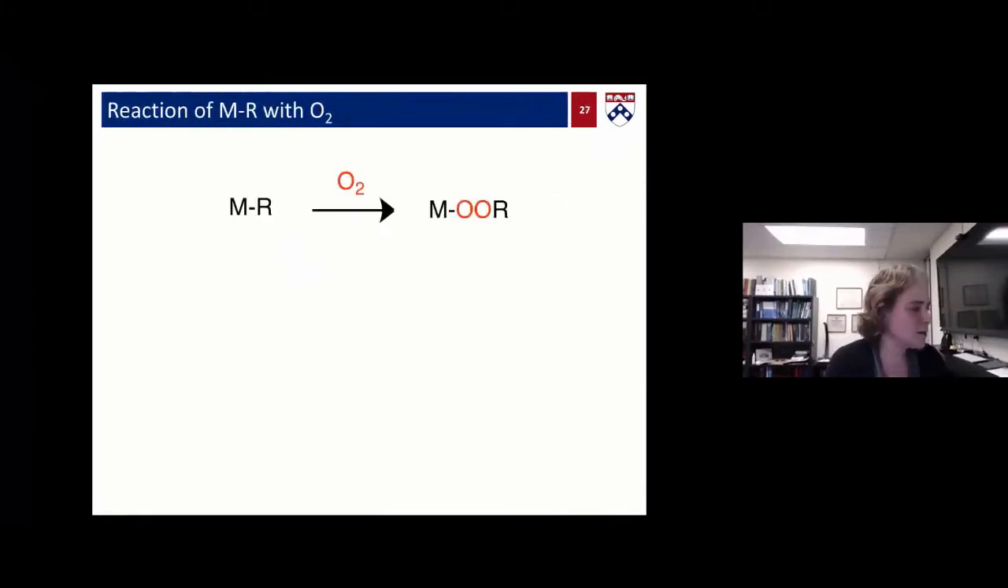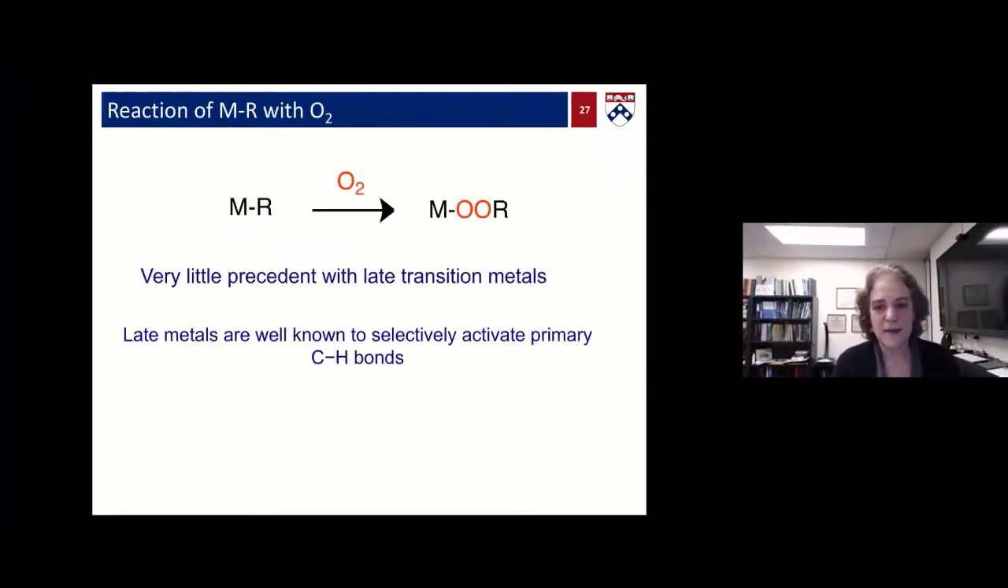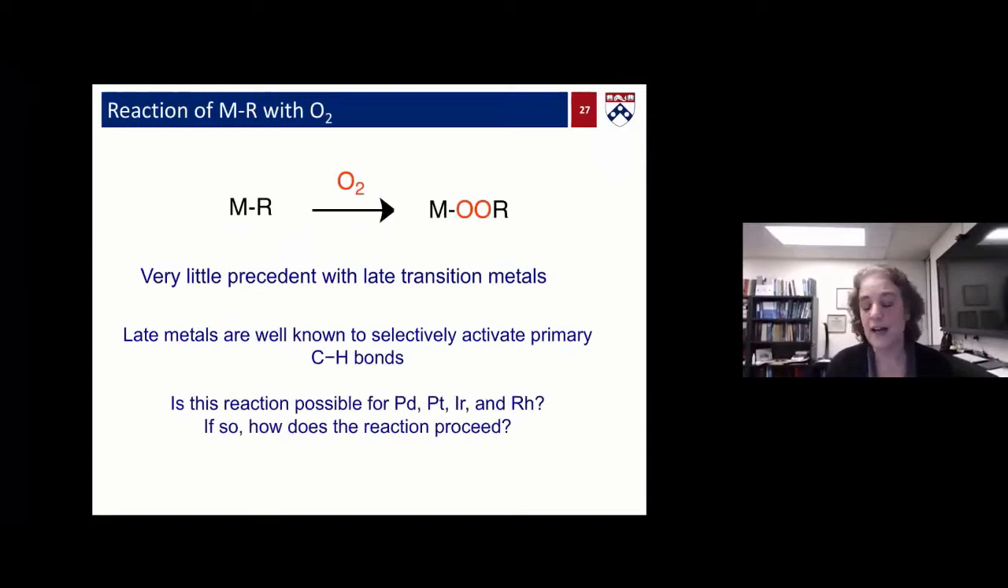I did want to talk about one more topic, and that's the oxygen insertion into metal alkyl bonds. This has actually very little precedent with late metals. You can count the number of examples basically on one hand. But late metals are very well known to activate primary CH bonds. So we set out to find out, was it possible that we could observe this reaction of oxygen insertion? And if we could observe it, how does the reaction proceed?